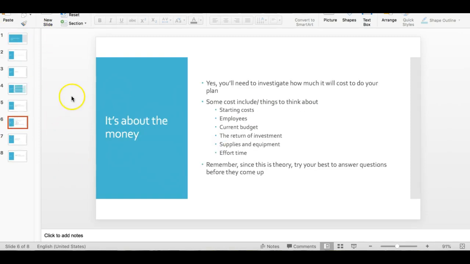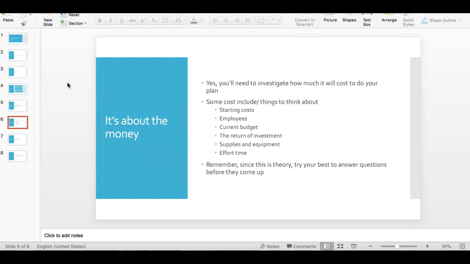So let's talk about it. I know this slide says it's all about the money. Chill. Okay? You do not have to use an Excel spreadsheet for this. Do not put charts and graphs in your essay because I'm not going to look at them and they don't count towards your page count. Sorry. So what you're going to need to do is investigate how much it will cost to do your plan.